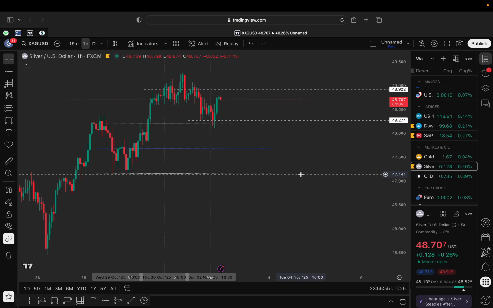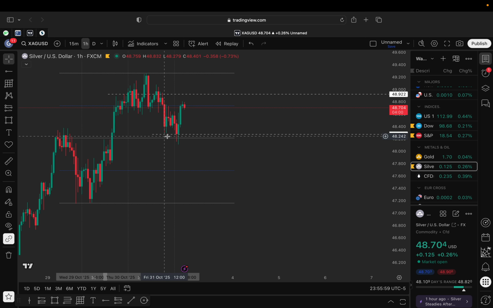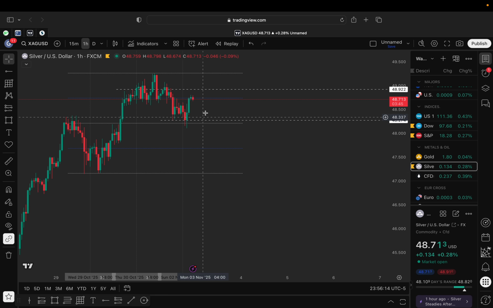And to be honest, looking at it, I think I'm not really interested in silver anymore because we've taken out the previous day's low. I didn't even notice this. Yeah, we've taken out the previous day's low and then we're trading back inside of the range. Wow. So I'm not going to be interested in silver today.